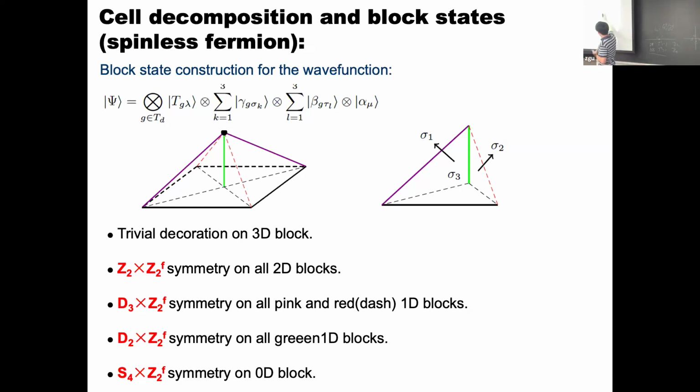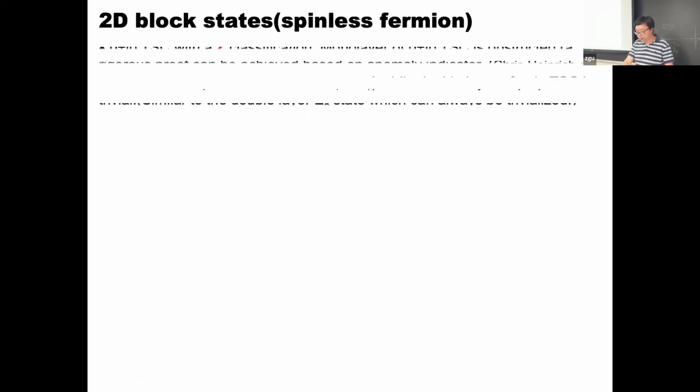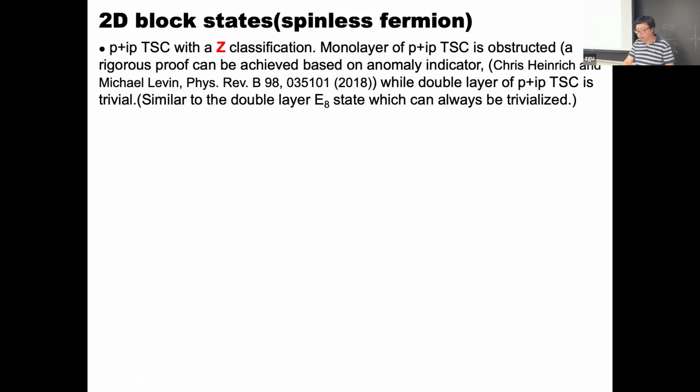But for this 1D block, there are some slightly different classes. This vertical 1D block, the symmetry is just D2 times Z2F symmetry. Here again we consider spinless fermion, just a tensor product. But this is kind of D3 because we have C3 rotation together with this mirror reflection. And then this 0D block has the full S4 symmetry. So now we can still do this kind of block state decoration. But of course it's slightly complicated. But the result is the following.